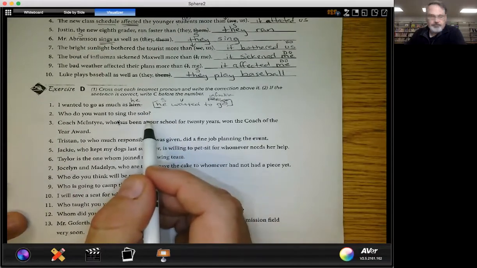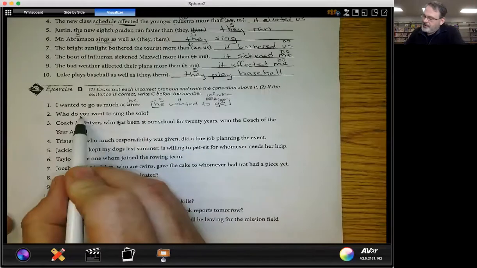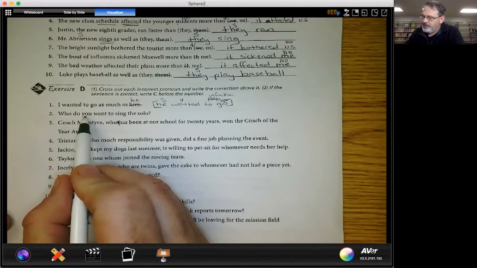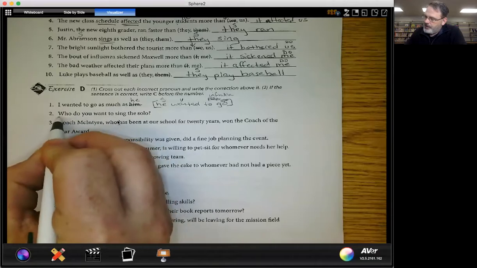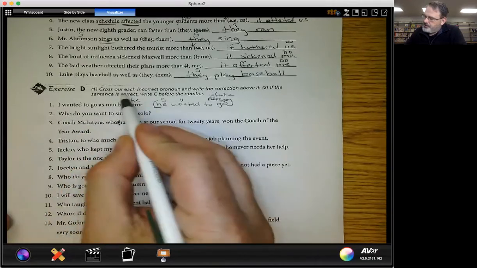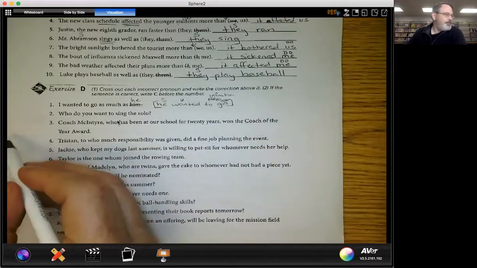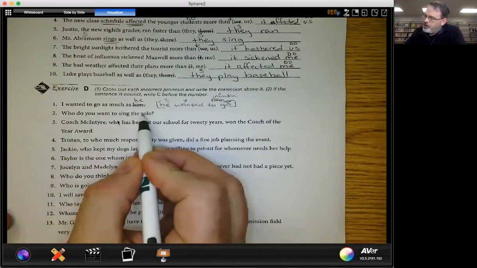Well, there's a couple. You see a couple? You, but we're not dealing with you, right? Because whether it's nominative or objective, it's still you. So let's not worry about that one. It's this one, who. Okay, so cross out each incorrect pronoun and write the correction above it, unless it's correct, and then write C before it. Okay, well, this is a question.